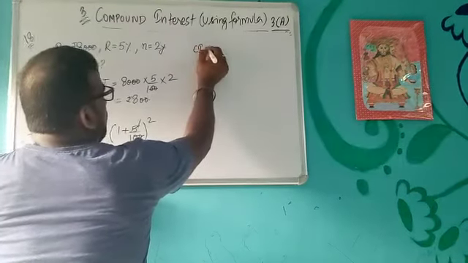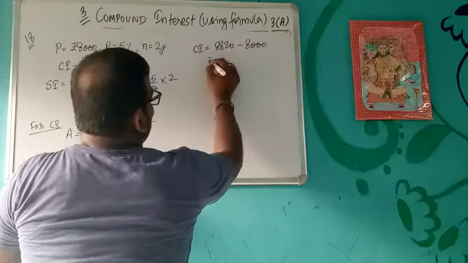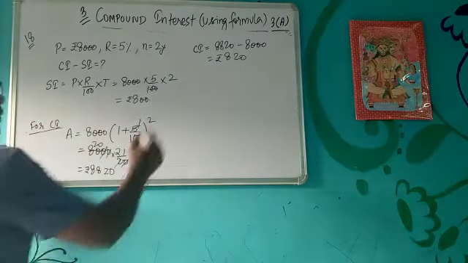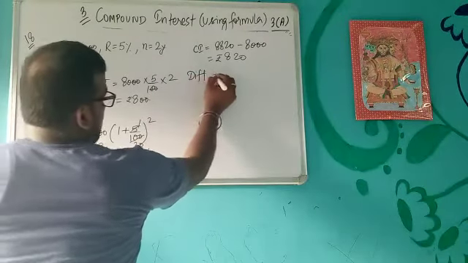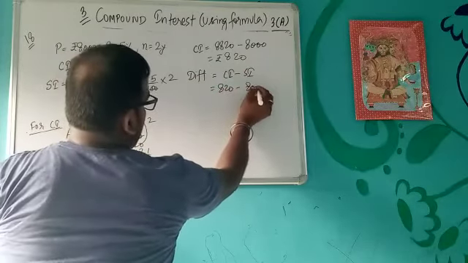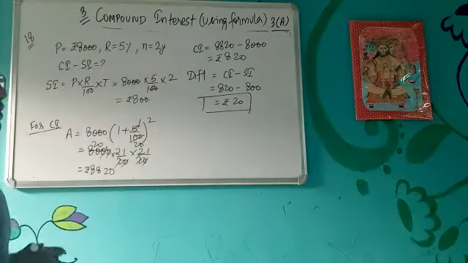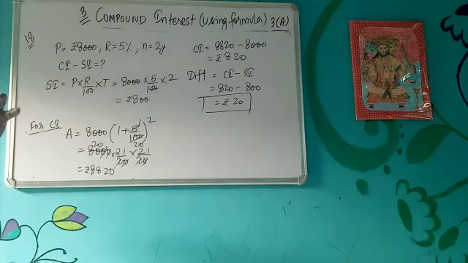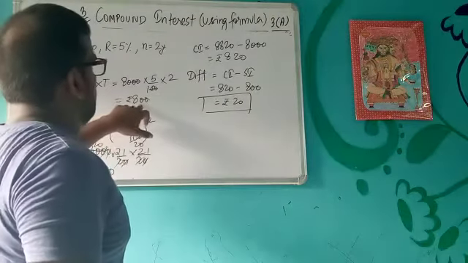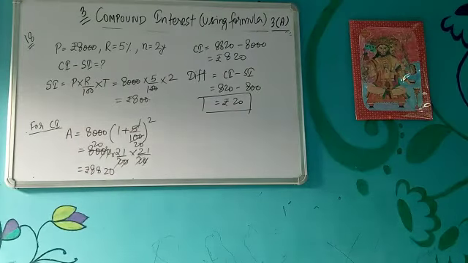Now we will calculate compound interest, that is 8,820 minus 8,000. So it is rupees 820. Now what we have to calculate? Difference, that is CI minus SI. So 820 minus 800. So what is the difference? Rupees 20. Okay. So in this question, for the same principal, we have to calculate CI as well as SI, and then we have to calculate the difference between SI and CI. So this is the difference. So this is the end of this exercise 3A.